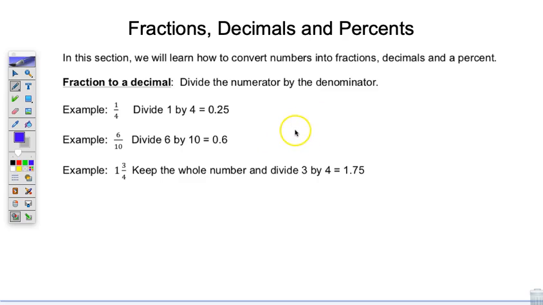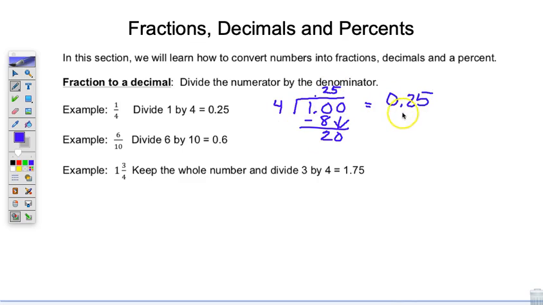So in example 1, we have 1/4. This means we need to divide the numerator 1 by the denominator 4. You'll end up with 0.25. Now you may use a calculator, or if you're doing these calculations by hand, you're going to use some long division. So divide 1 by 4, you're going to need to add a decimal and a 0. When you do the division here, you're going to start with 8. You have a remainder of 2, and you'll bring down the 0, and 4 goes into 20 5 times. So you can see how we end up with that 0.25.